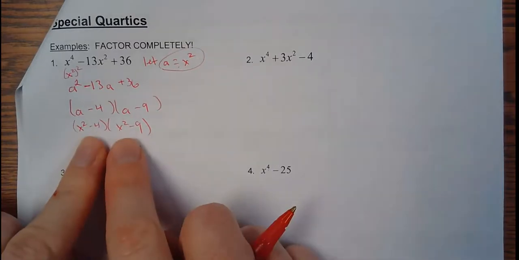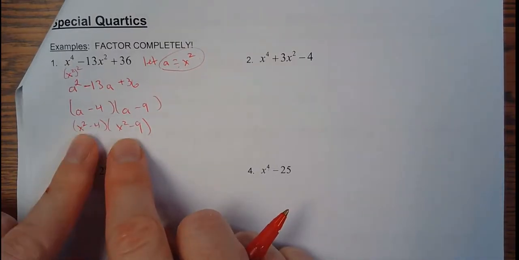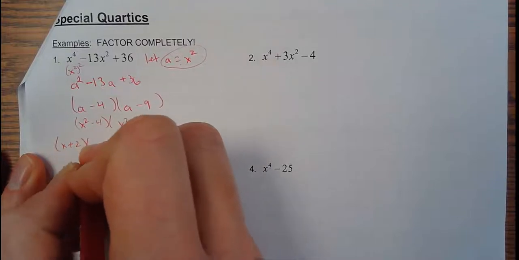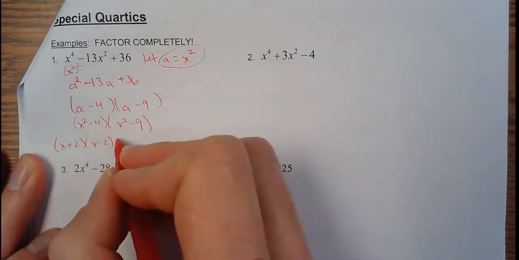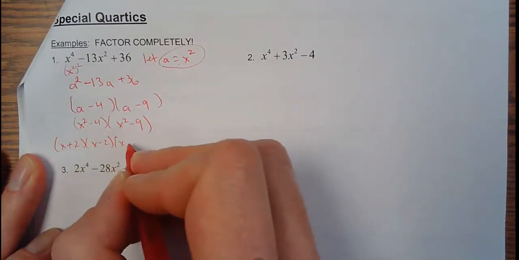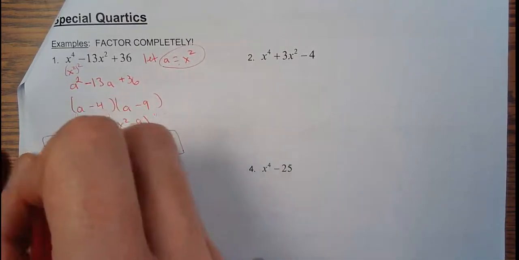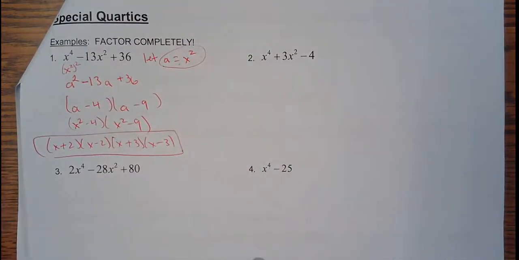And now, are these factorable? Well, x squared minus 4 is the difference of two squares, so that's actually x plus 2, x minus 2, and this is actually x, the difference of two squares, x plus 3, x minus 3. So that can be factored down pretty far. They don't all go that far, but this one did.